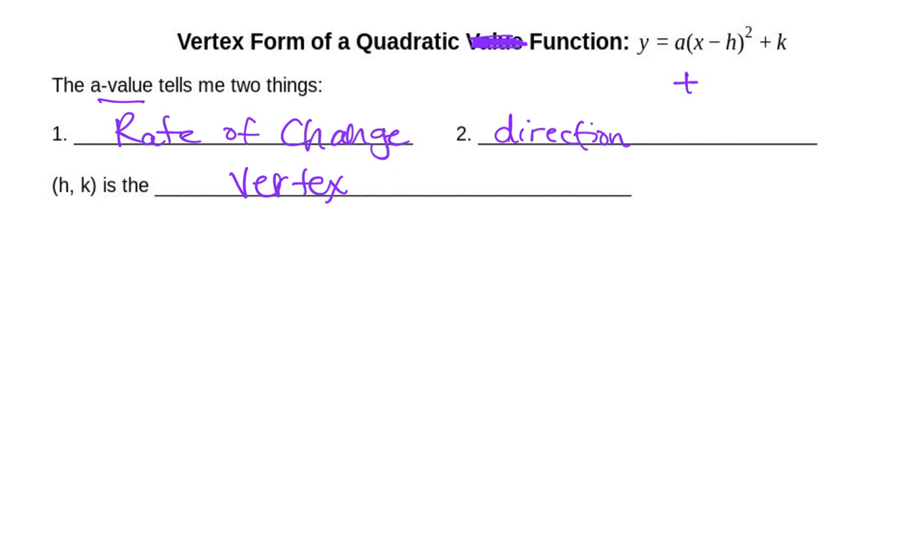So if it is positive, you are going to say that the graph opens up. If it is negative, you say that the graph opens down. And from our opener, we know that these are U-shapes. So that's what we're talking about when we're saying up and down. So no straight edge for quadratics.